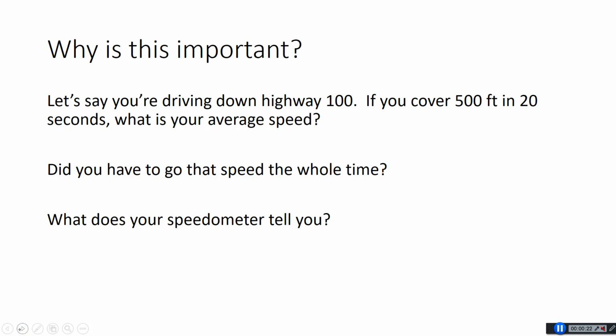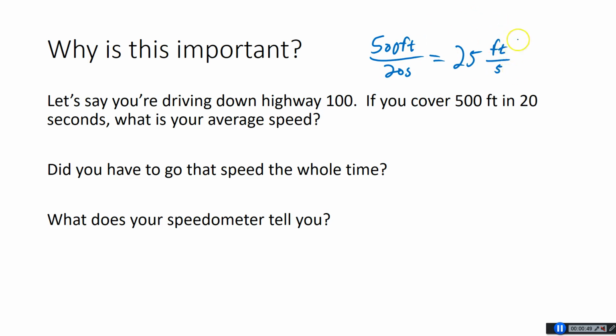So why is this important? Let's say you're driving down Highway 100, and this might be something that you've seen in physics before, but if you haven't, I don't think it's that hard. If you cover 500 feet in 20 seconds, what is your average speed? Well, if you go 500 feet in 20 seconds, 500 divided by 20 is 25 feet per second, because there are 5 20s in every 100, so 5 times 5, 25, right?